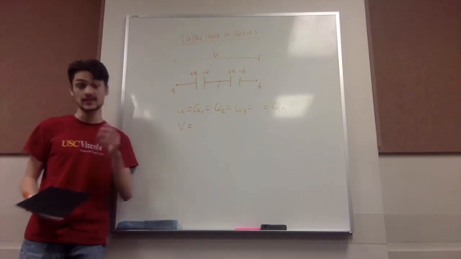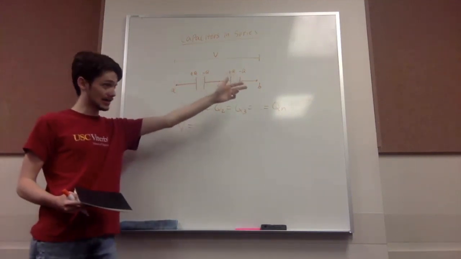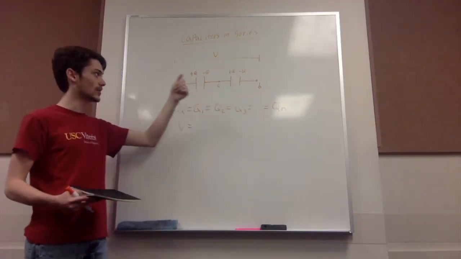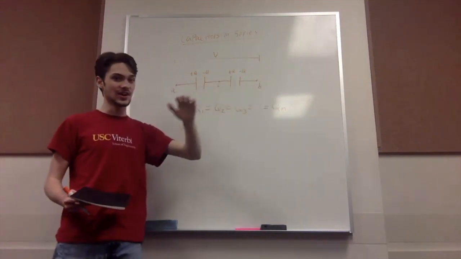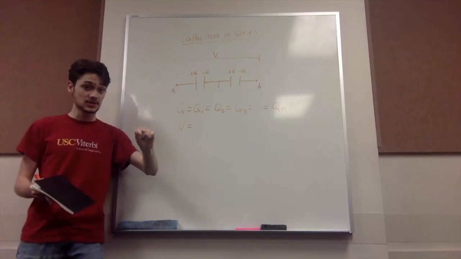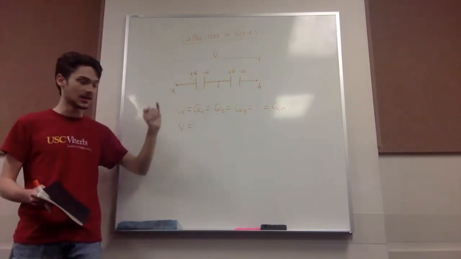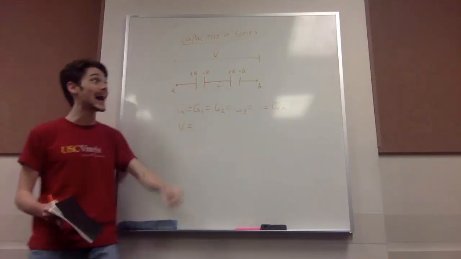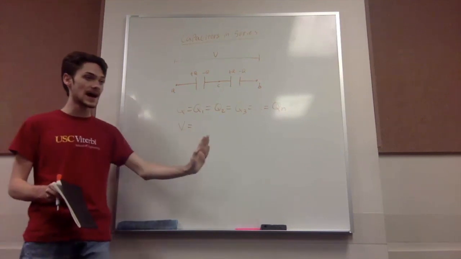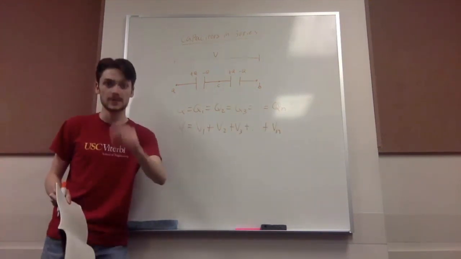Potential, on the other hand, is a different story. Since these capacitors are running all along the same path, we know that along that path, at the point A and the point B, there is going to be a potential across it. But since these capacitors are all on the same path, the potential from A to C and the potential from C to B need to add up to V. V, the potential across the path, is going to be equal to the sum of all the potentials.